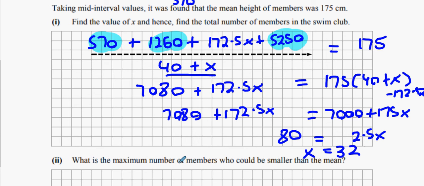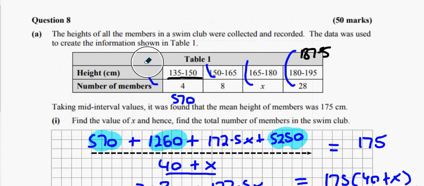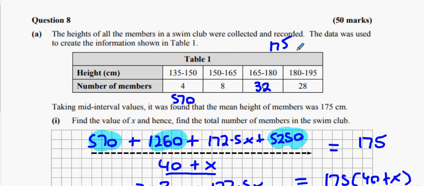What is the maximum number of members who could be smaller than the mean? The mean was 175, wasn't it? Let's, for argument's sake, say that all 32 people here were below 175. Do you get what I'm saying? I'm claiming that there were like 165, 166, 167, and none of them were above 175. Does that make sense?